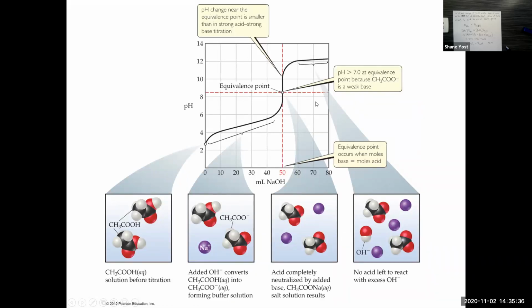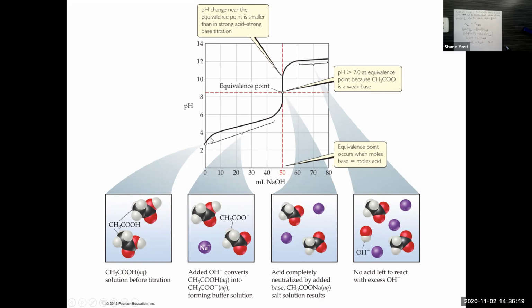So one of the big differences that we'll notice here is that at the equivalence point, the pH is no longer equal to 7. The reason why it's no longer equal to 7 is that at the equivalence point, my salt that's left is sodium acetate. The acetate ions in that salt are weak bases, and so those weak bases will react with water to form a basic solution. So the pH at the equivalence point for any titration of a weak acid with a strong base will always be greater than 7.